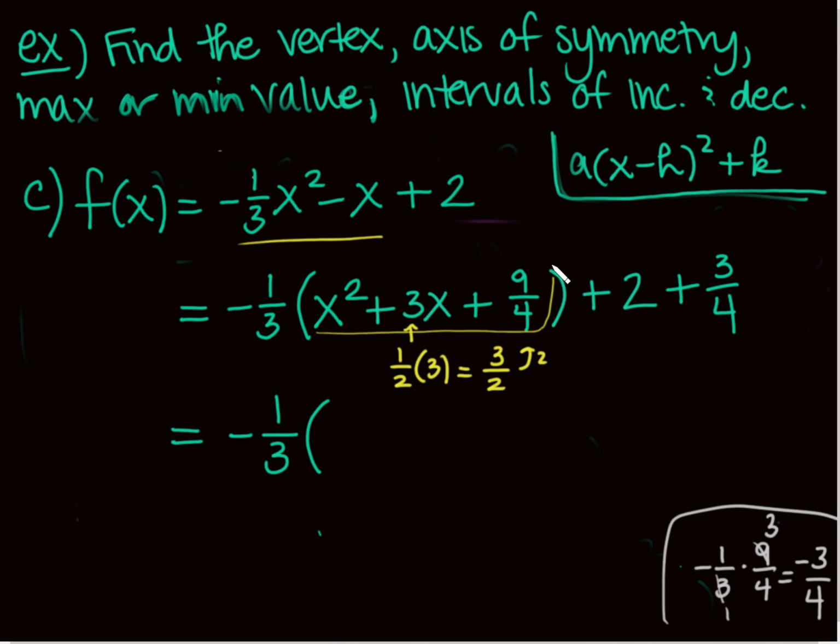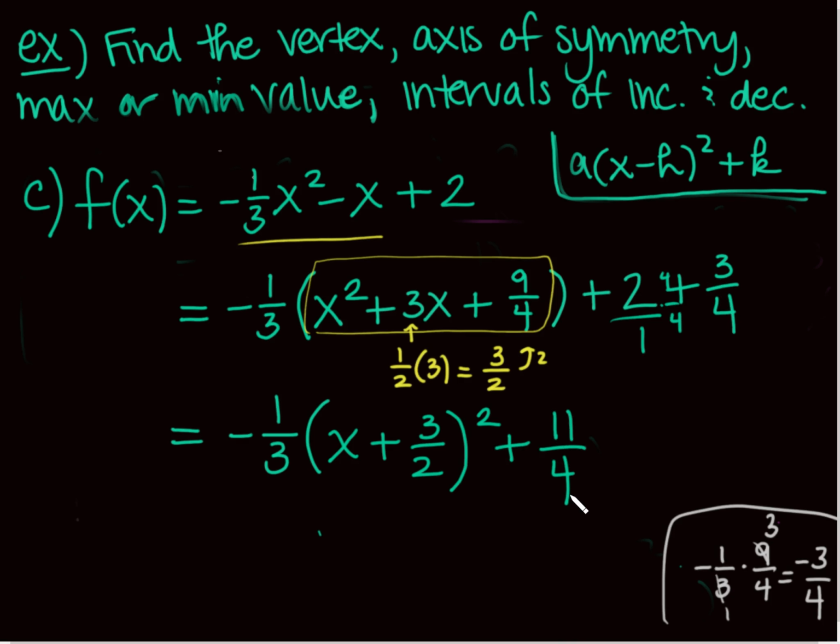Because I brought in that 9/4, that makes this guy right here in the square a perfect square. And remember, it's going to be x and then half that middle term. So it's going to be x plus 3 halves, quantity squared. Let's get a common denominator here. I'll multiply this by 4/4, right? So 8/4 plus 3/4 is 11/4. Okay, we're good to go. I have it in my standard form.